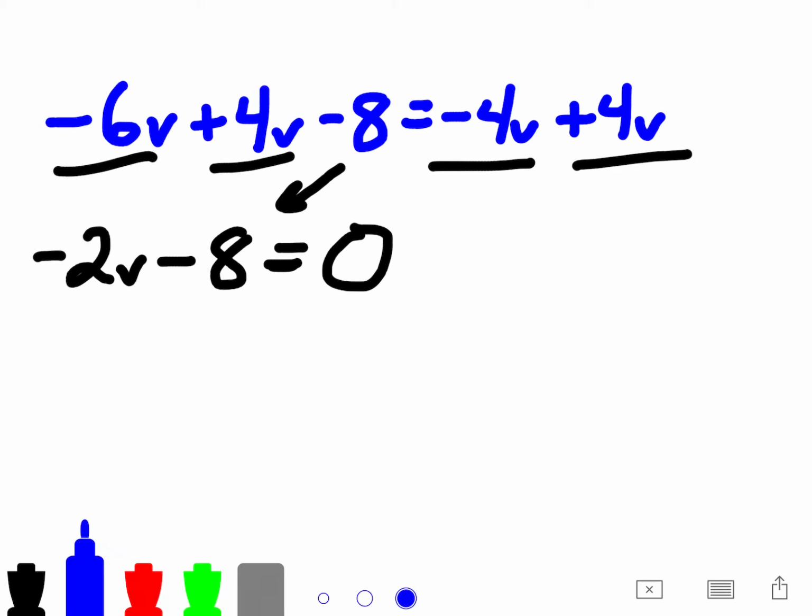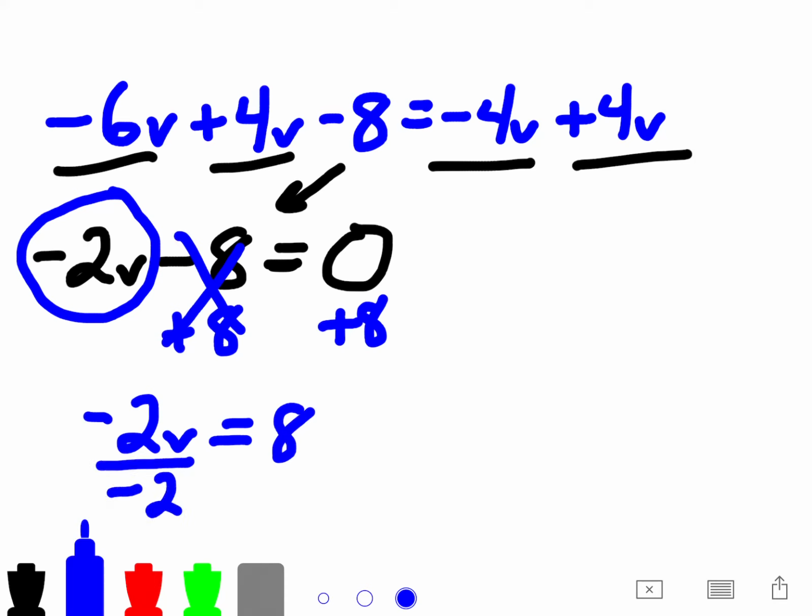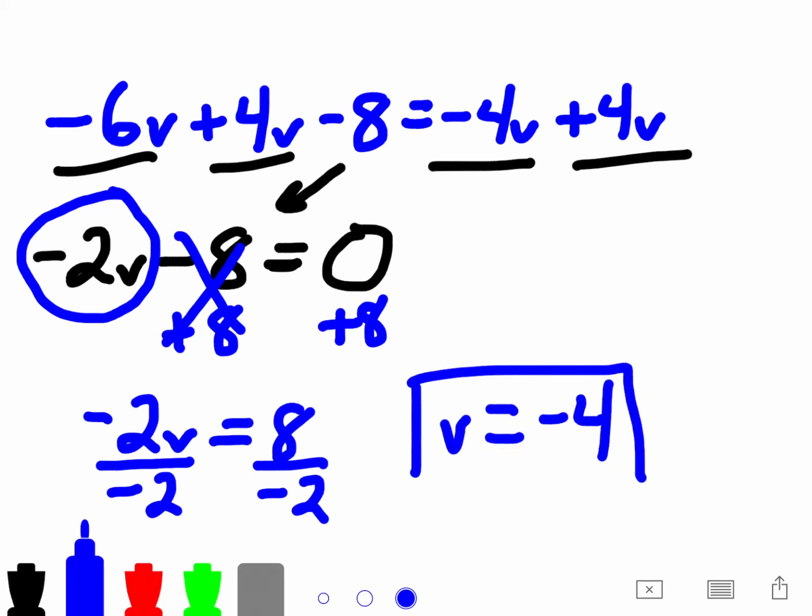The first thing I'm going to do, if you want, you can circle the term that contains your variable. You don't have to, but I'm going to add 8 to both sides. That gives me a negative 2v. This ends up being a 0, and we don't have to write that 0 because we still have something on that side, right? Equals 8. Now I can divide by my negative 2, and v equals negative 4. So that's an example of variables on both sides.